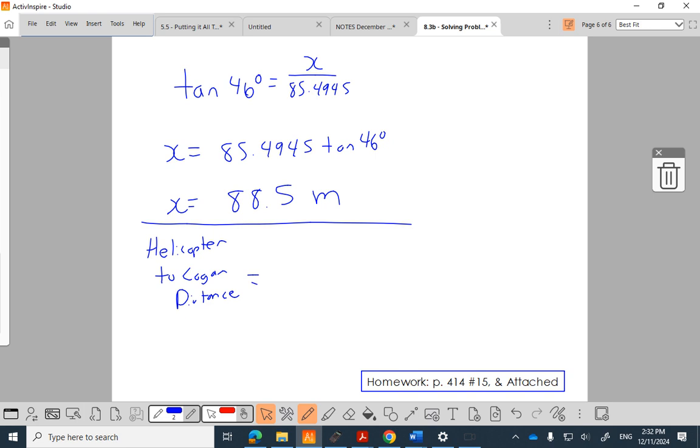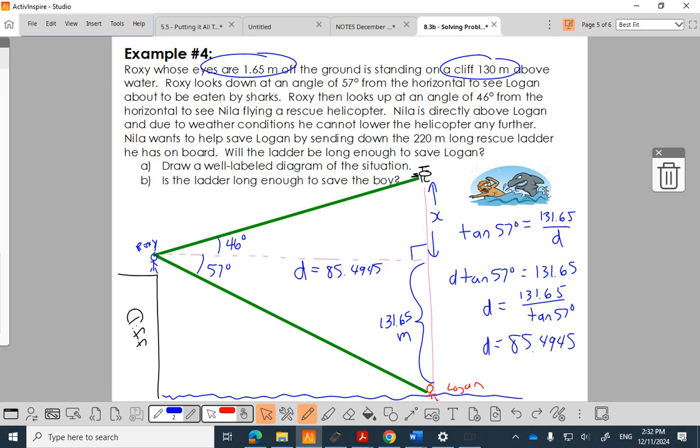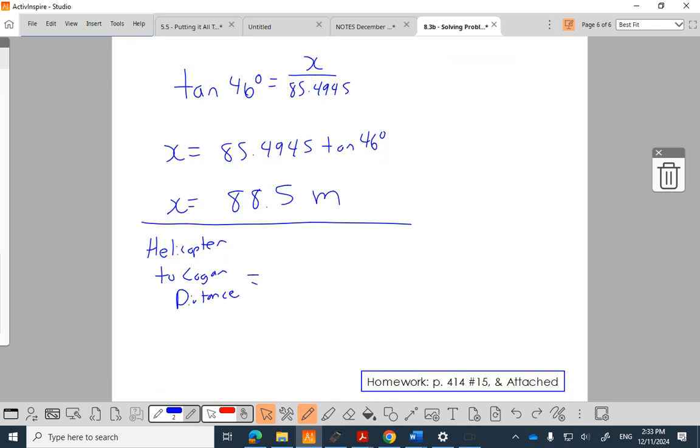Is he going to get eaten by sharks? I don't know. What was it? 131.65 plus 88.5. I got 220.182. Was it? I like added more. No, it looks like, oh, is it 220? Yes, it was 220.1. Oh, I don't think it is in mine. I don't want to write a different number. Yours might be more accurate than mine. You might have kept more decimal places. Yeah, I think mine's 220.15.